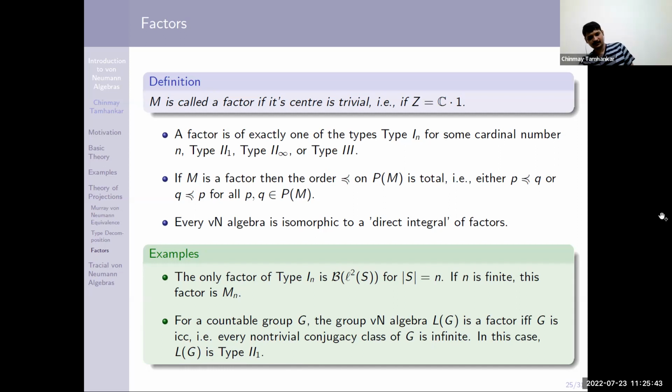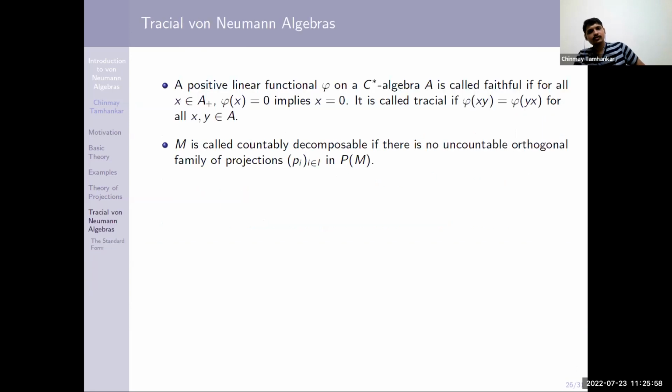So these are the factors. And now finally we will see a class of von Neumann algebras called the tracial von Neumann algebras. And we'll see them because their theory is sort of easier than the general von Neumann algebra and also interesting. So first of all, we'll give some definitions.